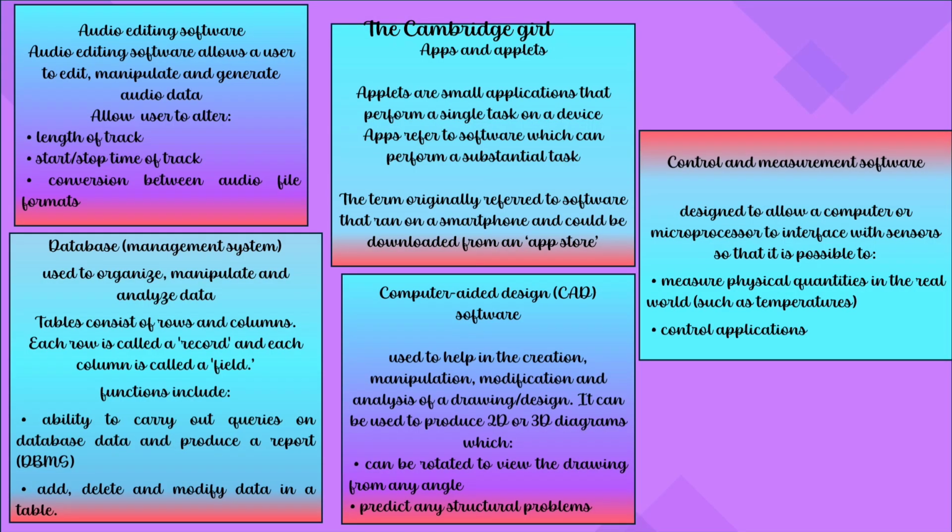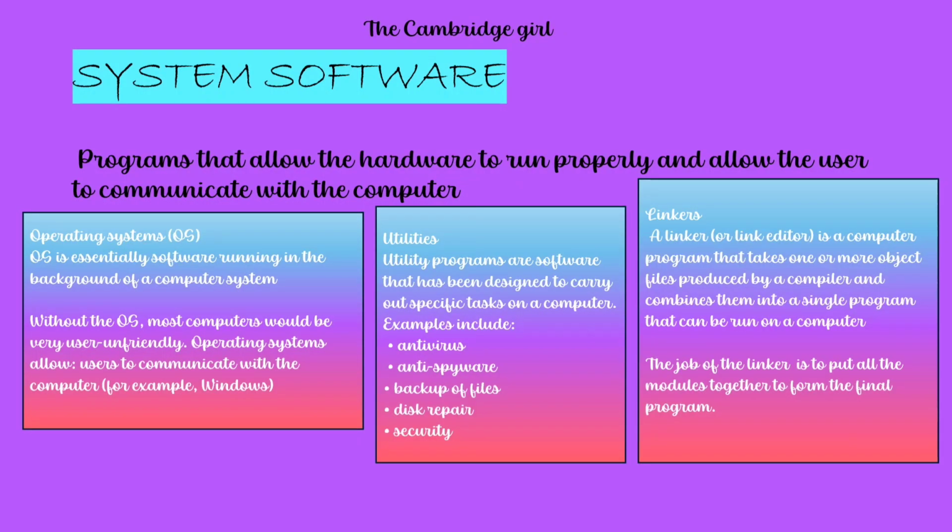Control and measuring software is designed to allow a computer to interface with sensors so that it is possible to measure physical quantities in the real world, such as temperatures. System software is the software designed to provide a platform on which all other software can run.